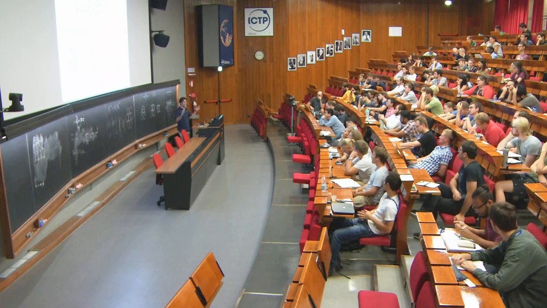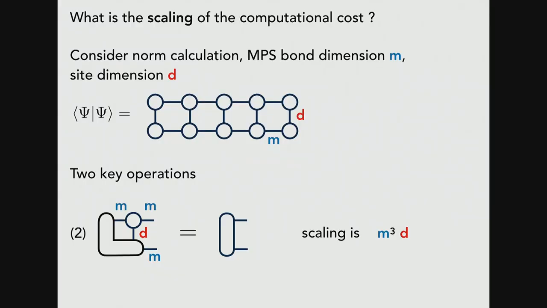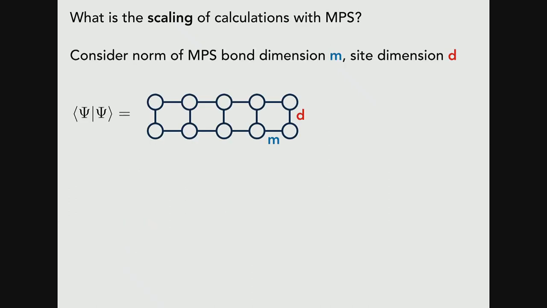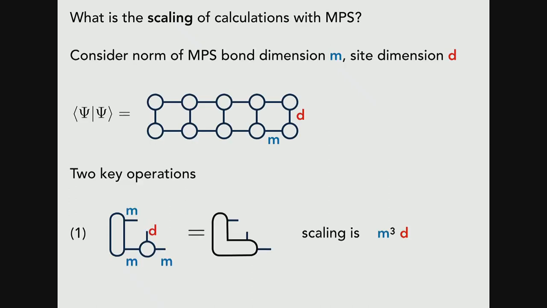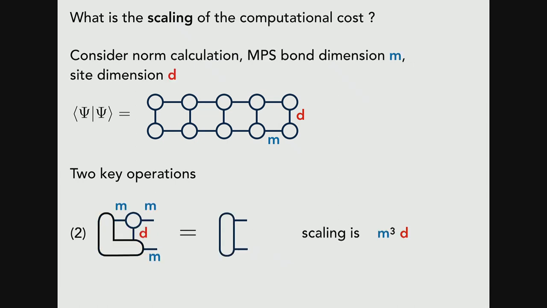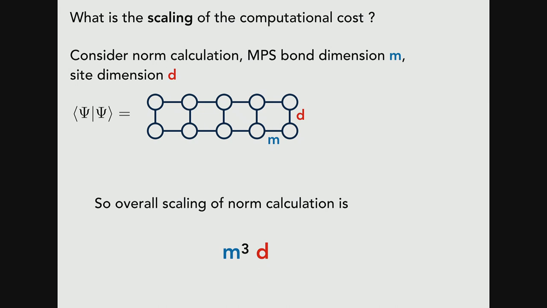So now people are wiser, and they know you have to think really carefully about the scalings of each step. So let's recap those last two slides. The two key operations were this one, m cubed d, and this one, m cubed d. So the whole thing is m cubed d. And that's great, because if you think about a matrix product state, underlying it are matrices; every site has two matrices if it's the spin-half case.